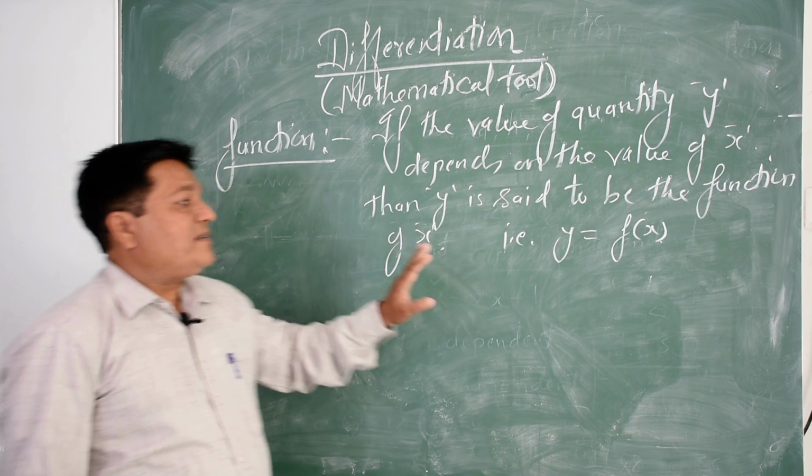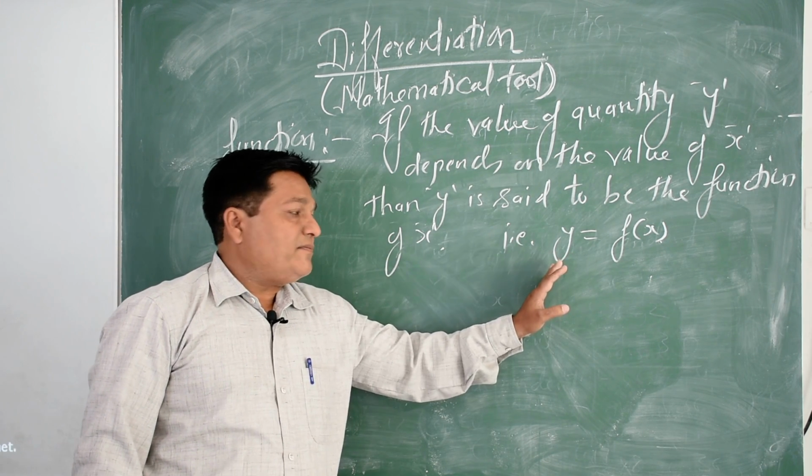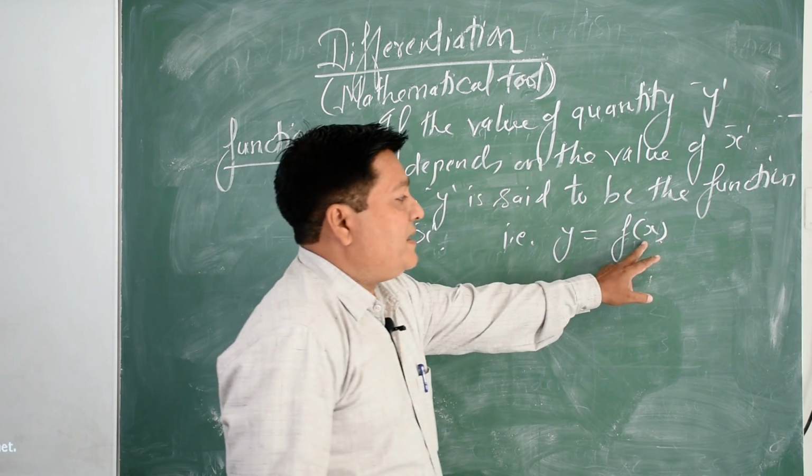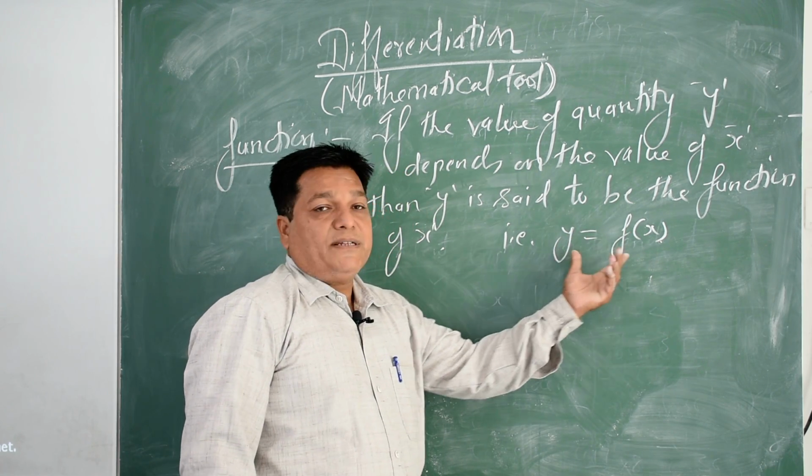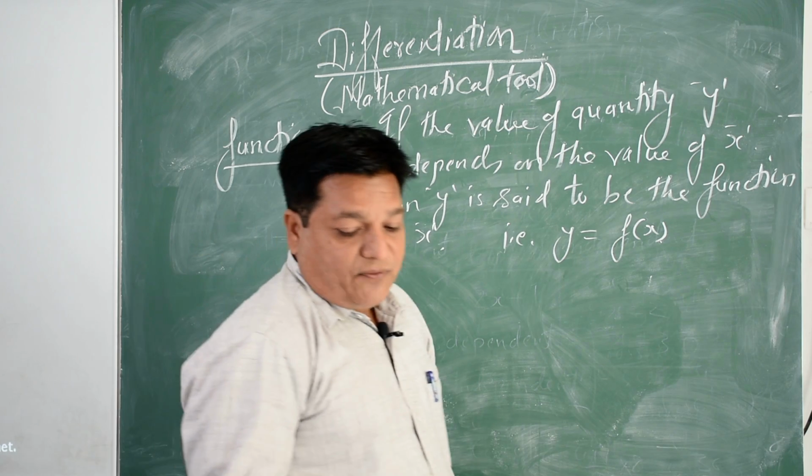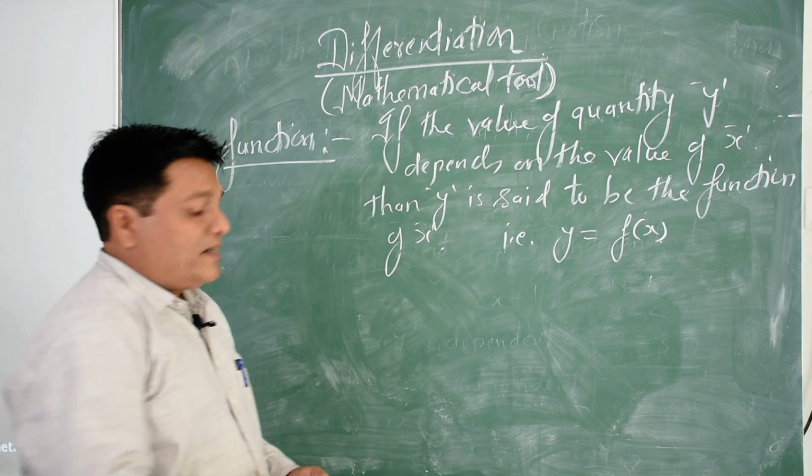We will use this: y is the function of x. If a dependent variable is there and an independent variable is there, and the value of this one is dependent on it, we can call it the function of x. This is related to the function.